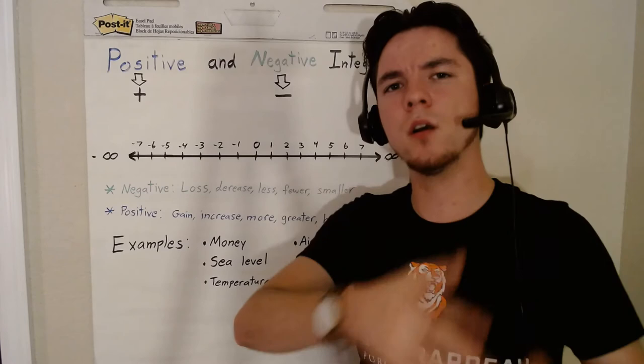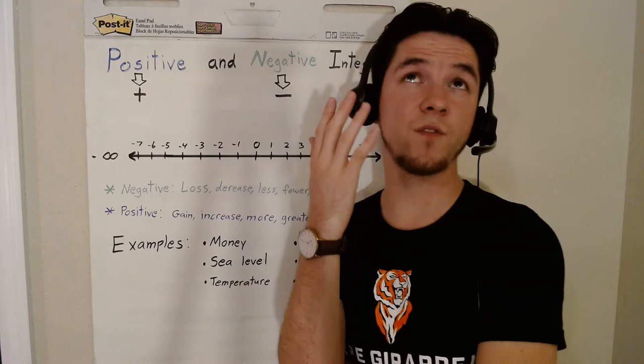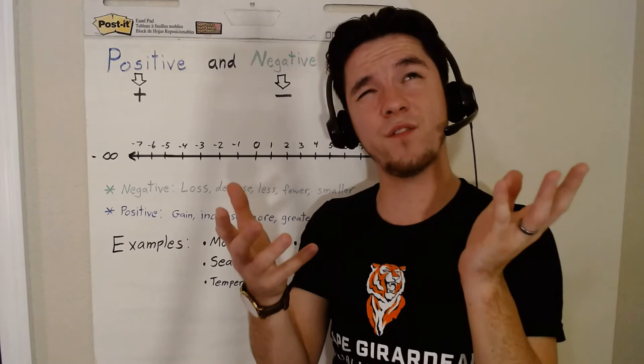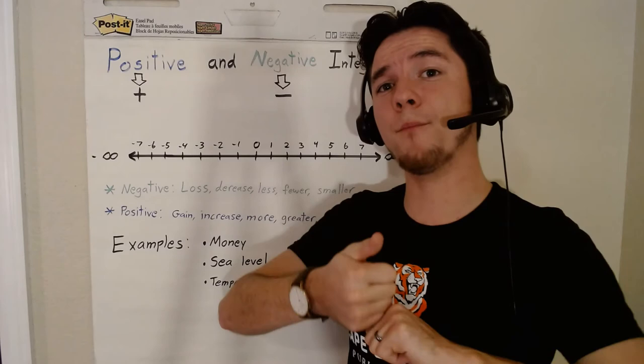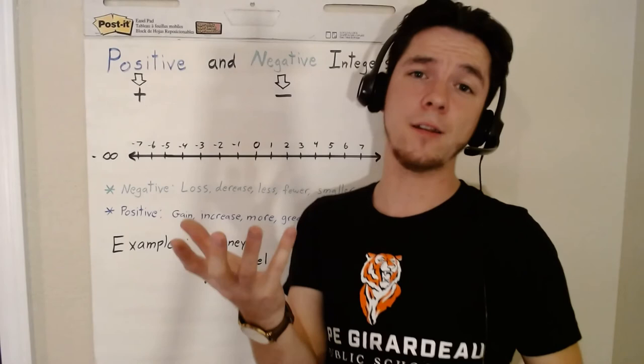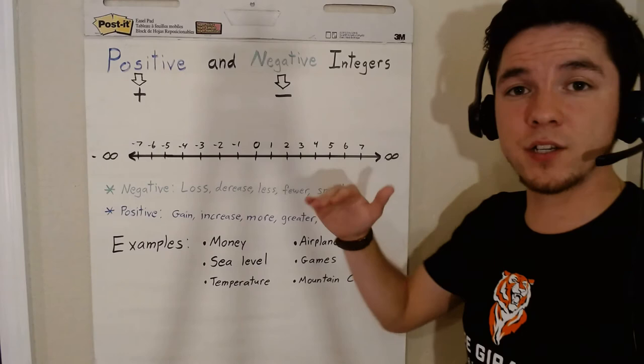Well, we have to think. The morning temperature was 45 degrees. The afternoon temperature was 55 degrees. What's the difference between the two? 10 degrees. Is that a positive change or a negative change? Did the temperature increase or did the temperature decrease? So are we going to say negative 10 or positive 10? Positive 10 degrees. Very good. We're going to say positive 10 degrees because the temperature increased.